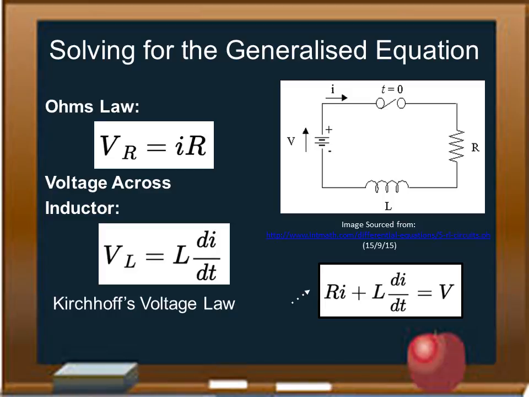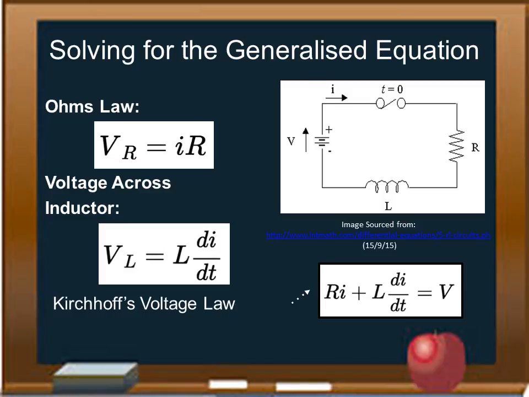To solve for the generalized equation, we can analyze the circuit on the right. The circuit has a power supply connected in series with a switch, a resistor, and an inductor. Notice that at time t equals 0, the switch is open and hence no current can flow through the circuit. This becomes important later. Firstly, we'll set up our equations.